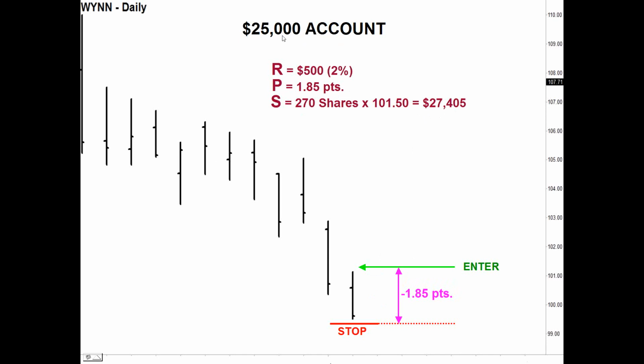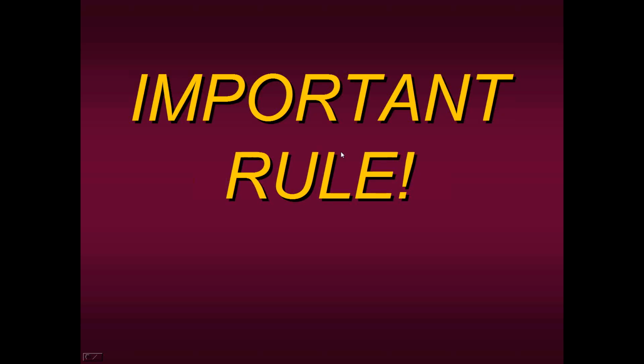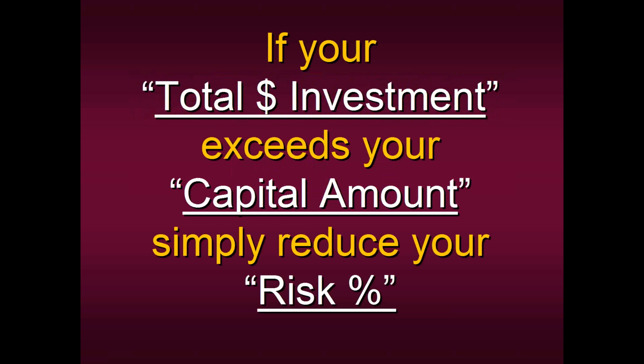And with brokerage accounts, they would say you can't purchase this. And you would say to yourself, I don't understand that. I use the RPS method. So when your purchase exceeds the amount you have in your account, there is a way to get back on track. So here's the important rule. When it costs more to purchase your amount of shares that were calculated for you than you have, if your total dollar investment exceeds your capital amount, all you have to do is simply reduce your risk percentage.